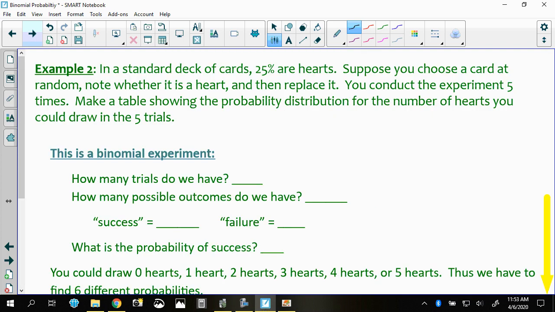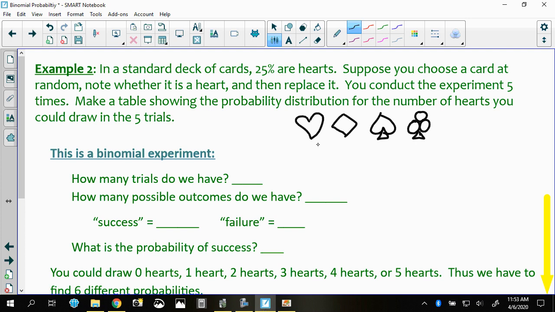Now, it says in a standard deck of cards, we have 25% of them are hearts. So remember, you have hearts, diamonds, spades, and clubs. You're going to want to get familiar with these, and you should have a screenshot of a deck of cards from your first day of notes. Okay, so we have these. So 25% of them are hearts.